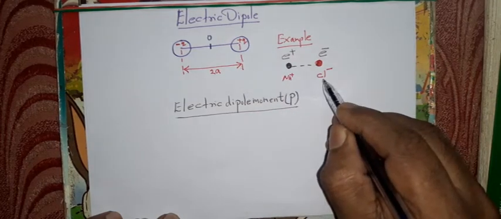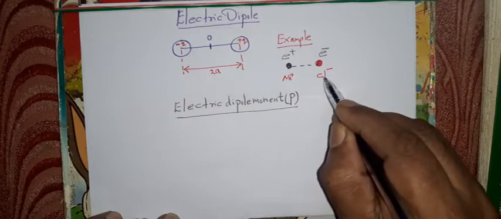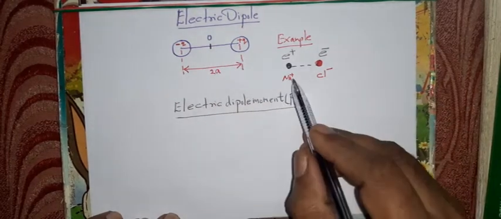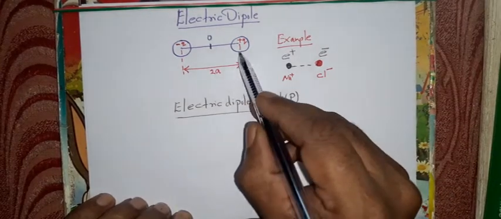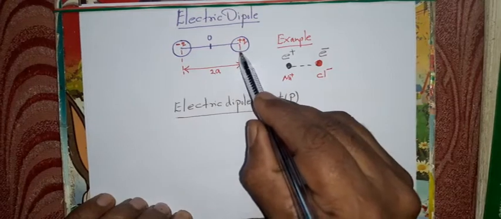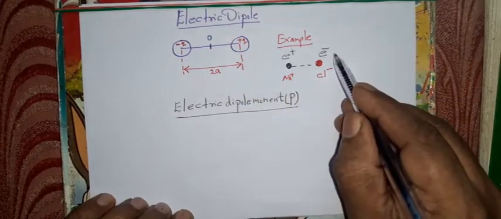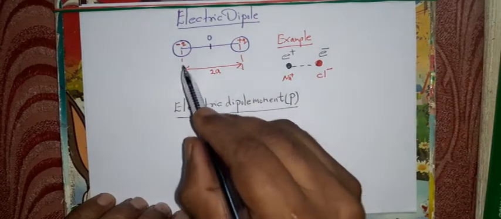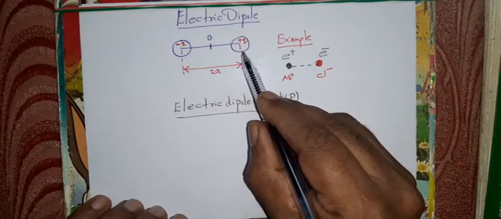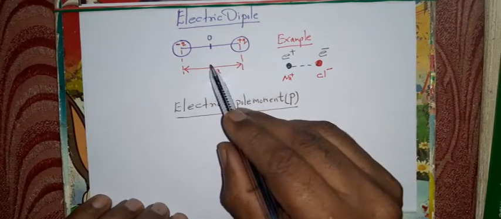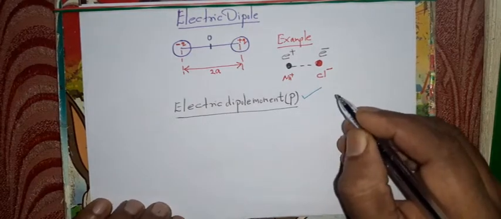Other examples are all polar molecules, like hydrogen chloride, water, etc. These are the examples of electric dipole. I told you, an electric dipole acts as a system or as a single unit. Therefore, to describe the strength of the electric dipole, we have a quantity called electric dipole moment P.